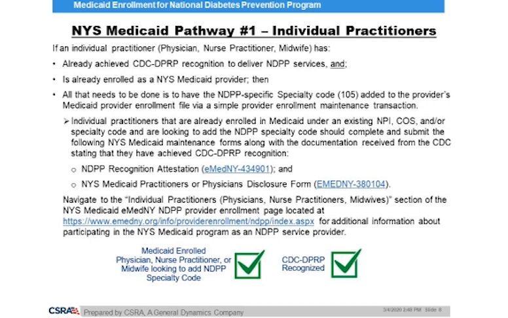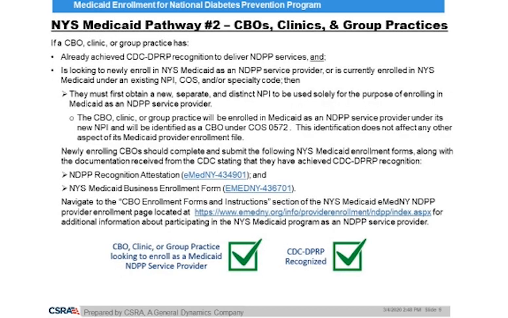You can also navigate to the individual practitioners section on the eMedNY link that's there. Those forms are also located there if you're looking for those and you're not in the slide deck to have them handy. So pathway 2 is going to be the bulk of our providers, I believe, and that's going to be our CBOs, which encompasses all the clinics and the group practitioners. So if you're a CBO, meaning Article 28s, the DTCs, OPDs, FQHCs, and you have DPRP recognition, you have your new MPI, and you're looking to enroll in Medicaid as an NDPP service provider.